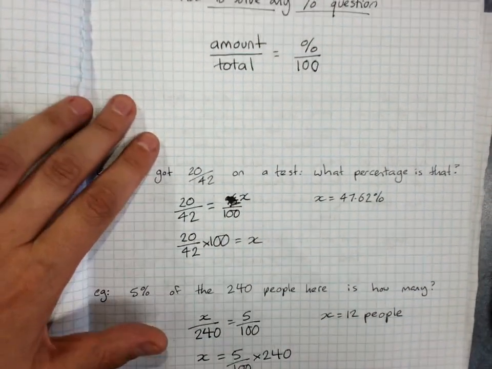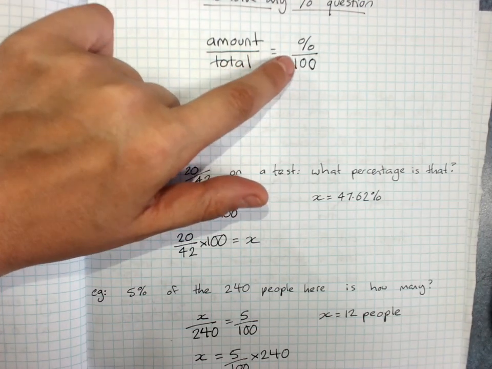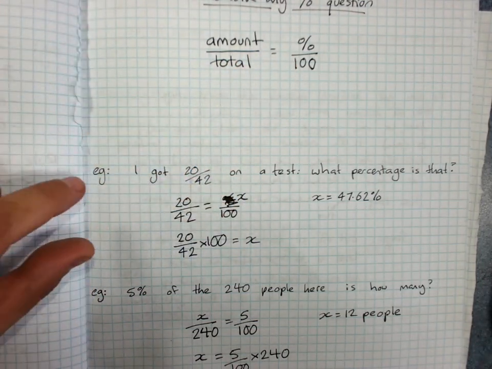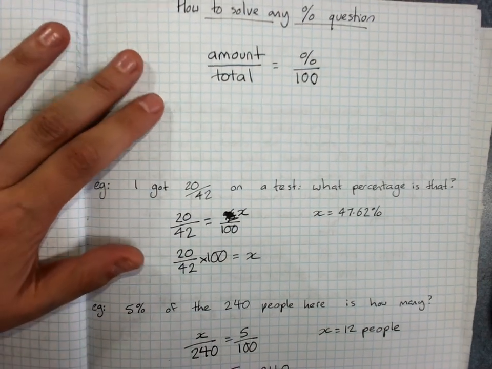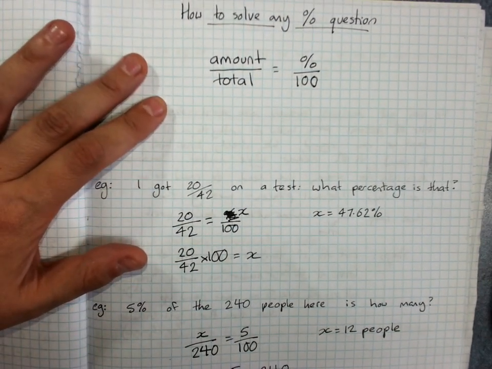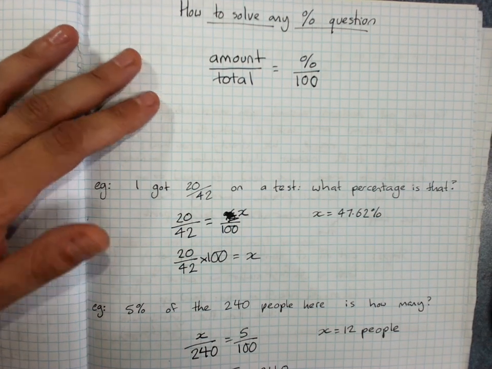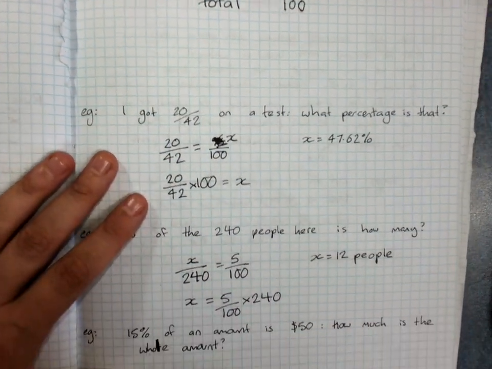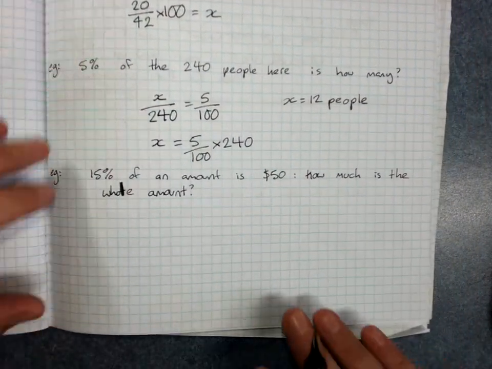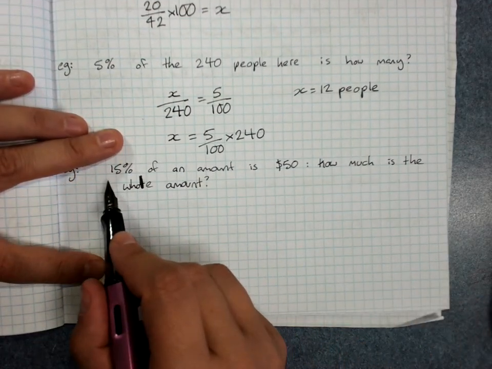So, as long as you remember amount out of a total equals the percentage out of 100, and very basic information about how to solve equations, this will solve any percentage question for you. You never need to remember, oh, is it times or divide by 100? I can't remember. Set it up like this and you'll be okay. It'll even solve tricky ones about finding the whole amount, although it does get a little bit trickier.